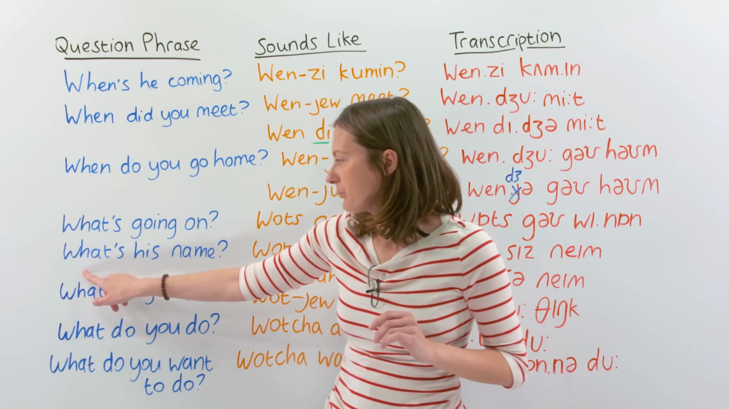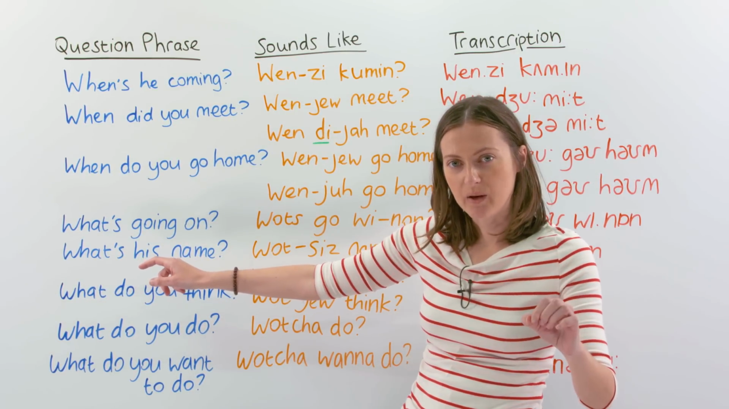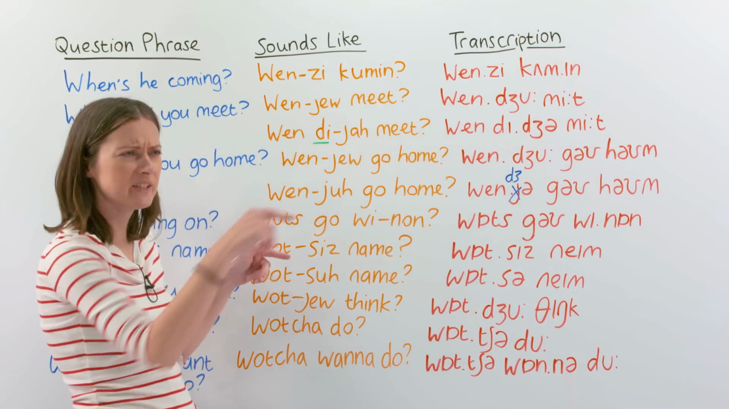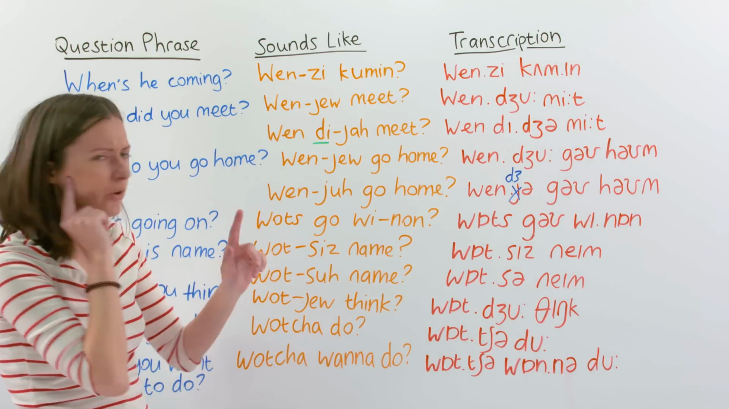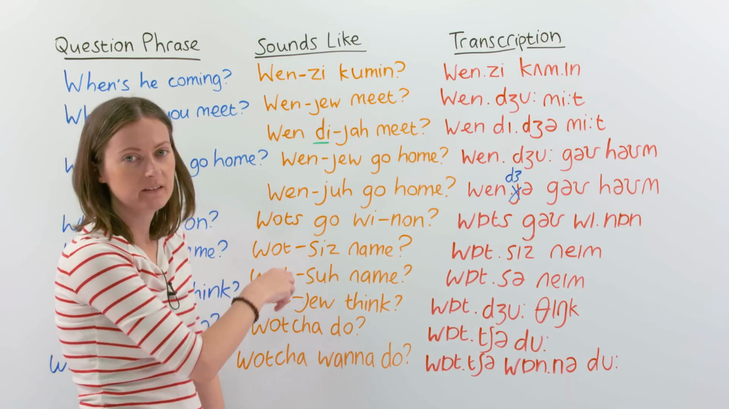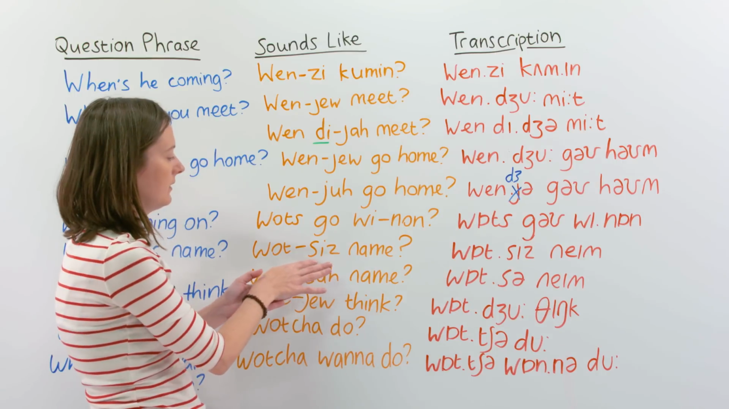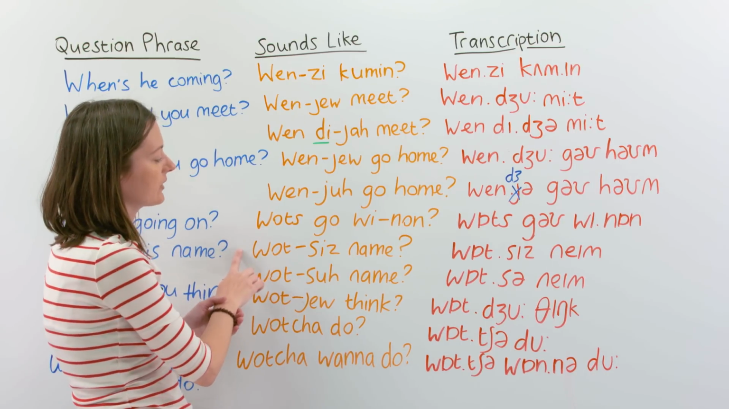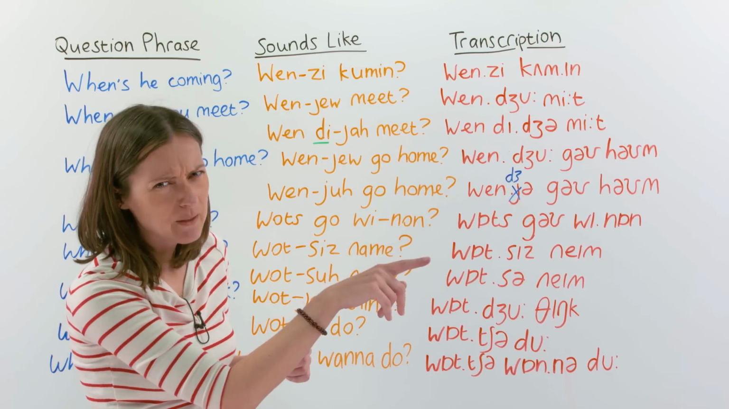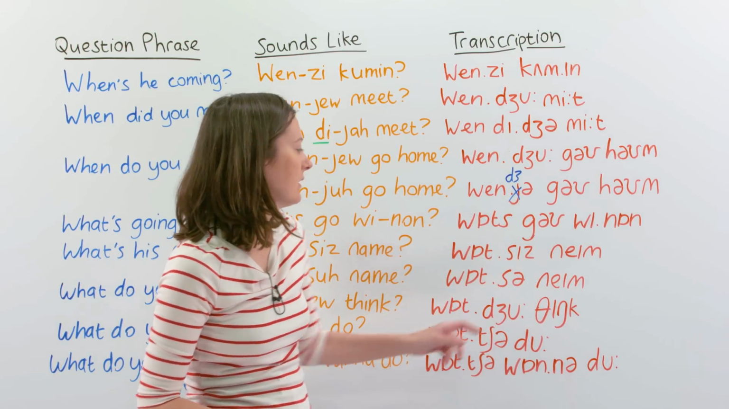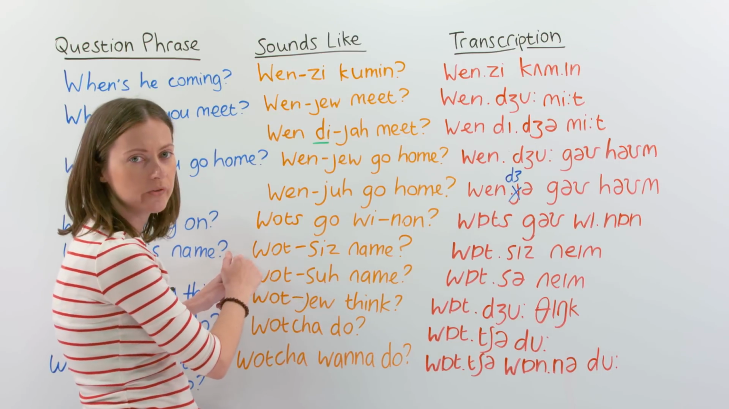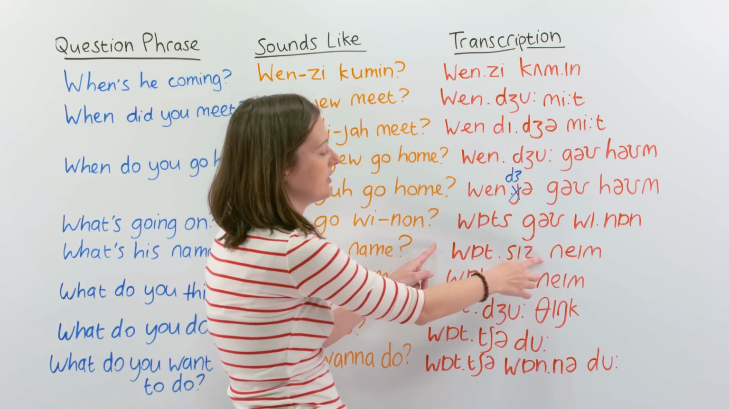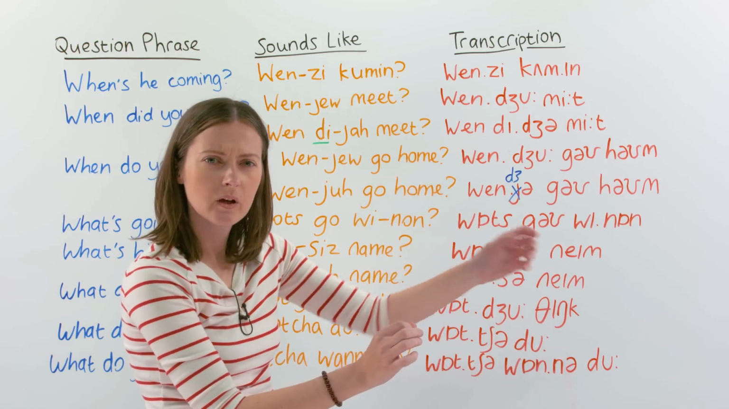Another example here. What's his name? Too slow. I say, what's his name? Again, the H disappears. There's no H in the word his in the way I'm saying it naturally. What's his name? And I've joined what's with his because I say it so quickly. I put them as if they're one word. What's his name?